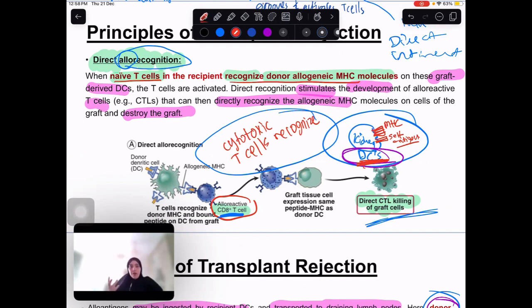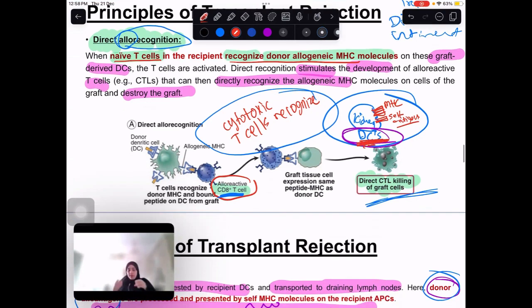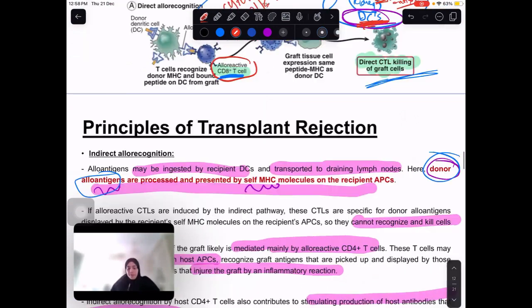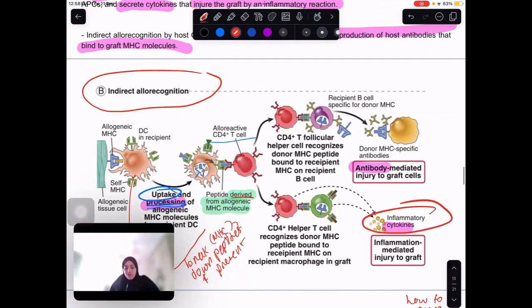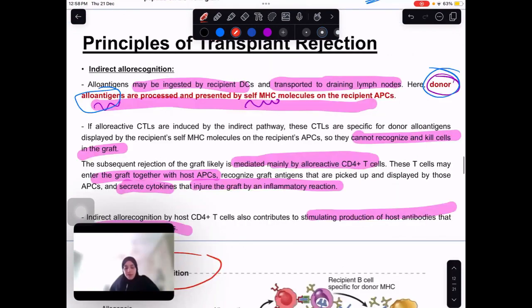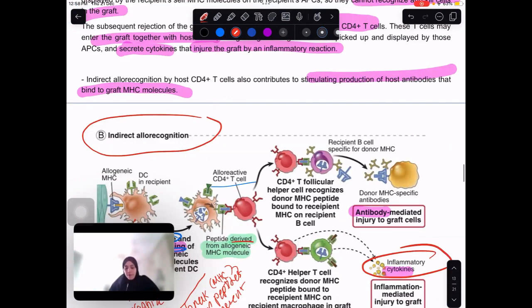I got the graft. In the graft, I have the kidney itself, but inside of it, I'll also have dendritic cells and whatever. The dendritic cells are going to be the donor's, so this means that the MHC is going to be the donor's. So when it comes in contact with the T cell, I'll see that the MHC is different from mine. So why would I react to it at all? In the indirect way, no, it's my own DCs.